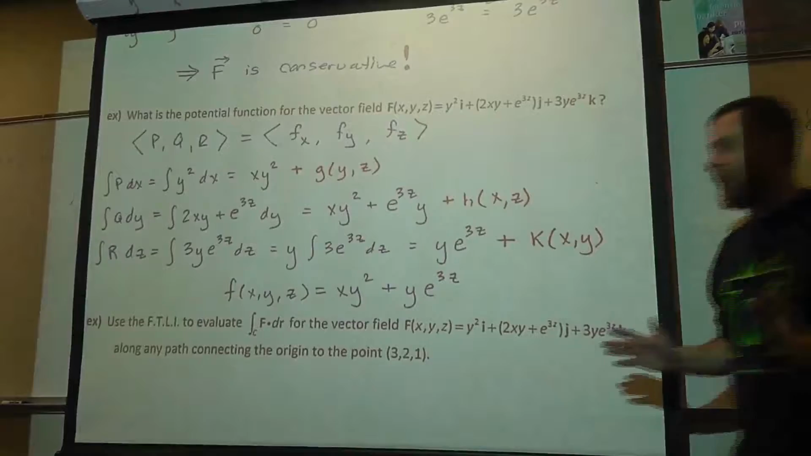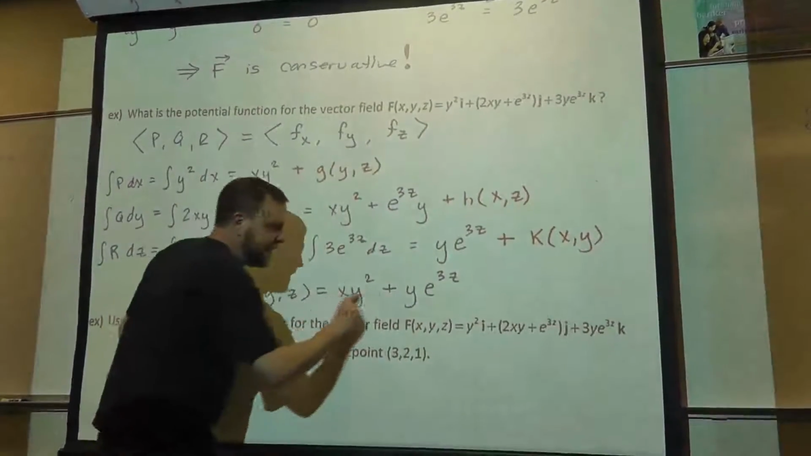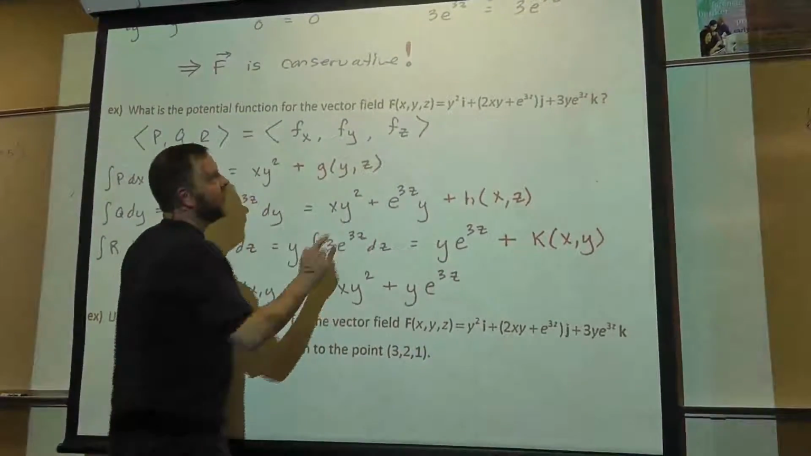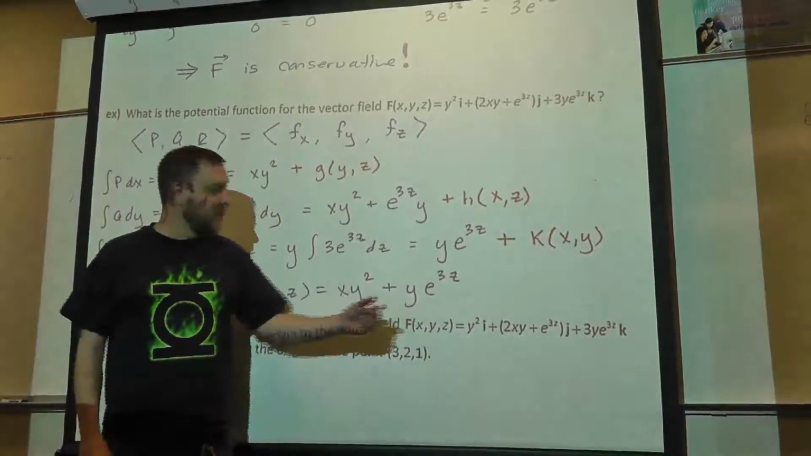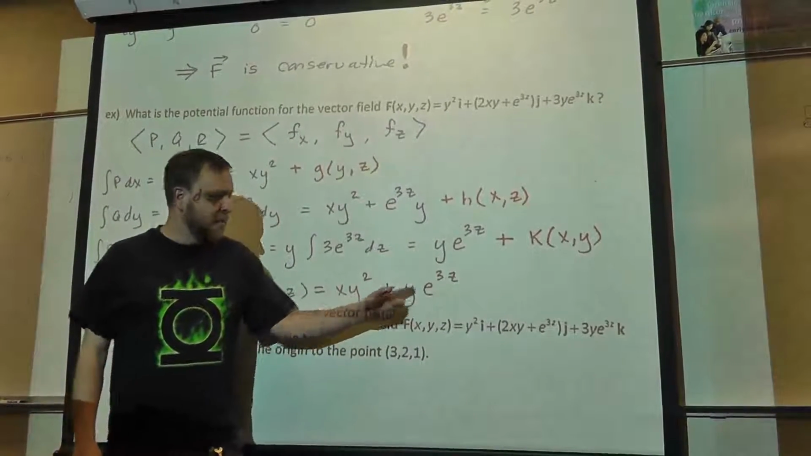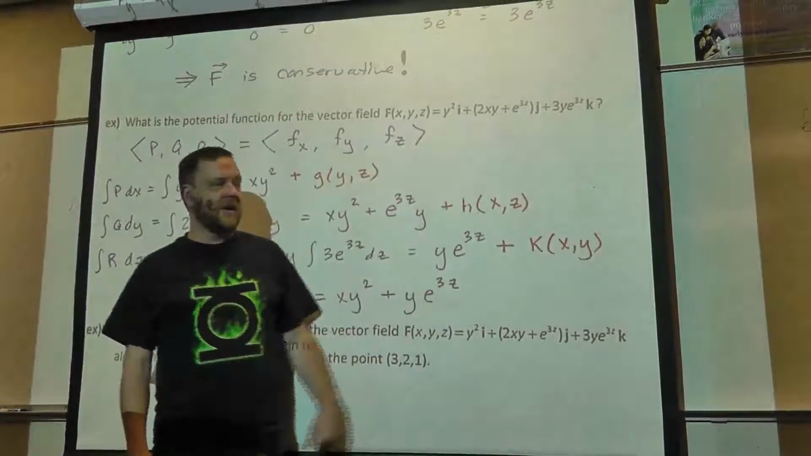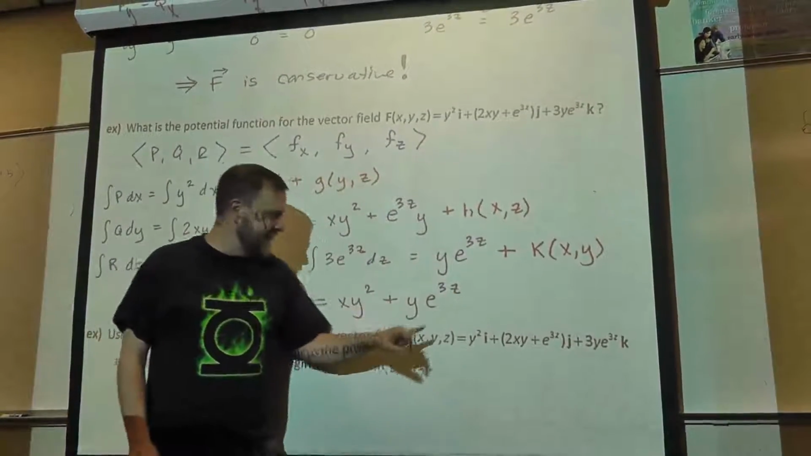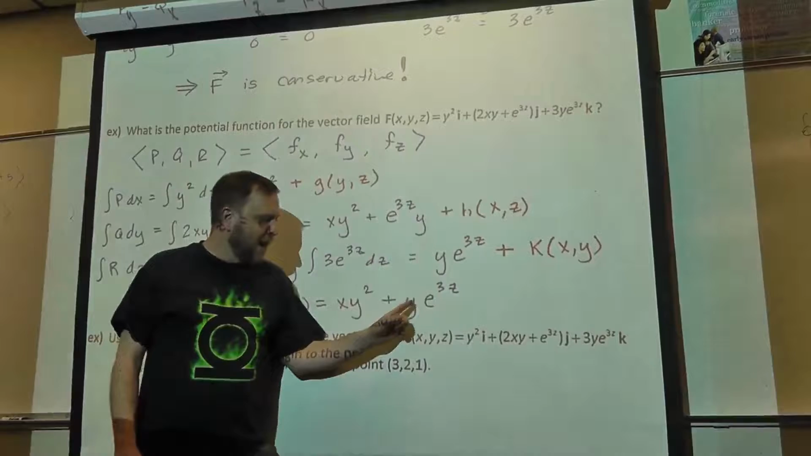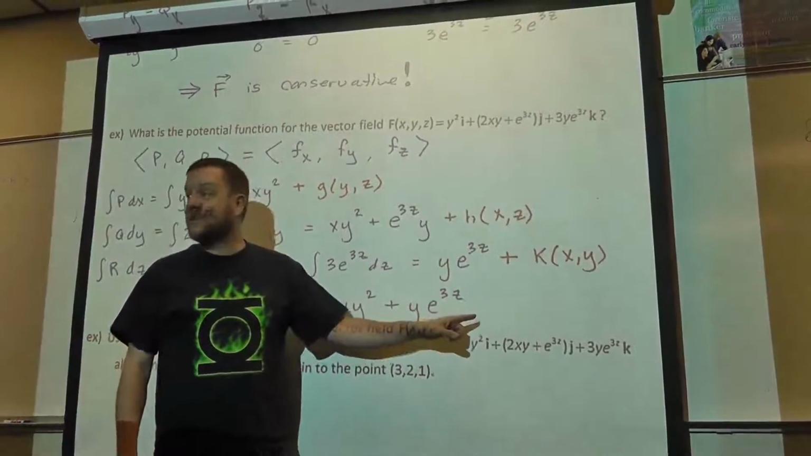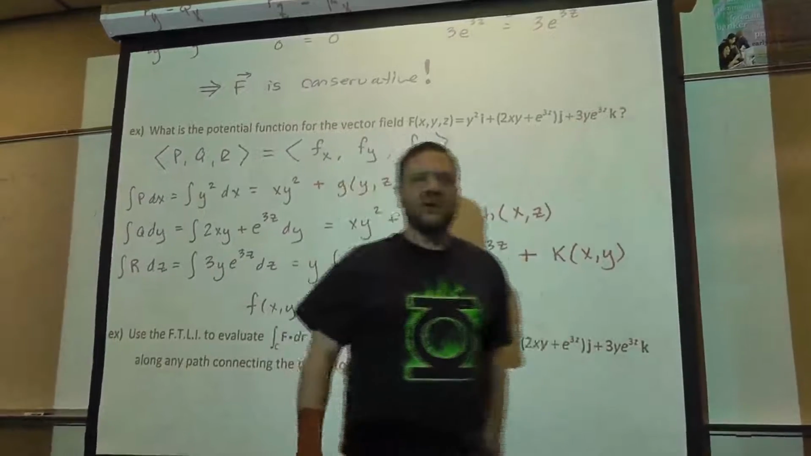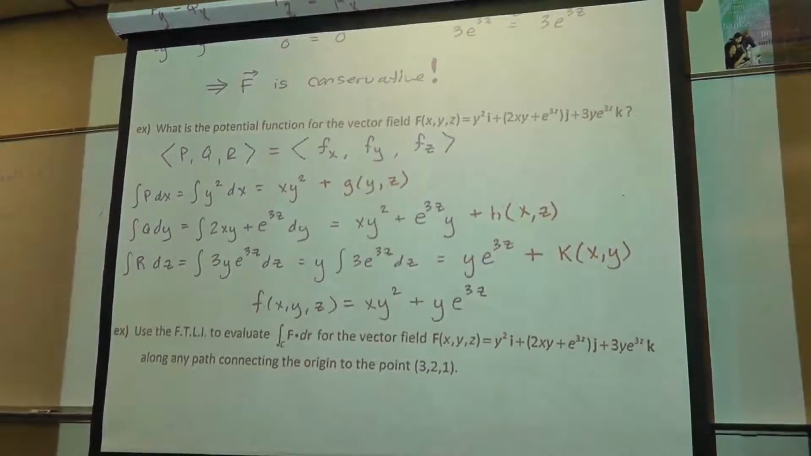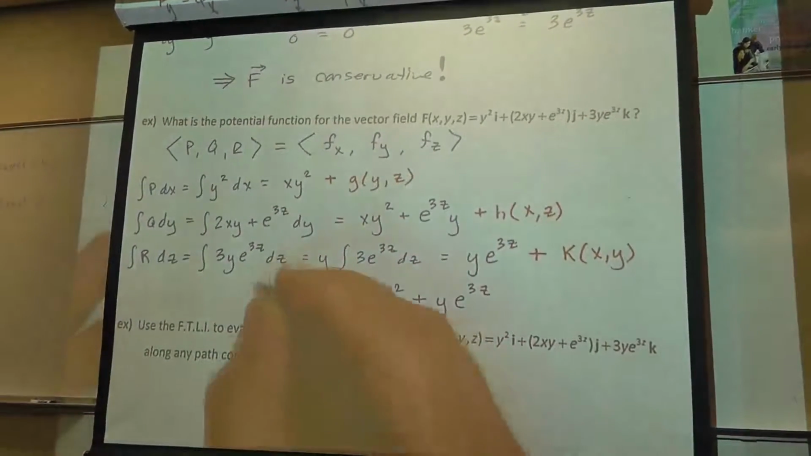So again, just double check real quick. Partial with respect to x across the board is y squared. I component, checks out. Partial with respect to y across the board is 2xy plus e to the 3z. That checks out. Partial with respect to z goes to 0, y times e to the 3z times 3. So 3y e to the 3z should be your last component. So it does check out. That is indeed my potential function.